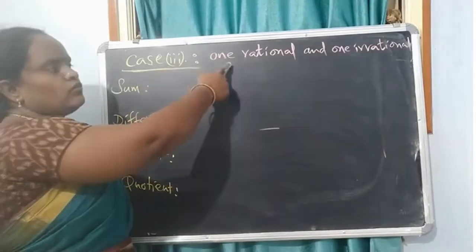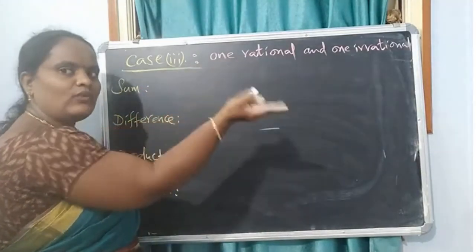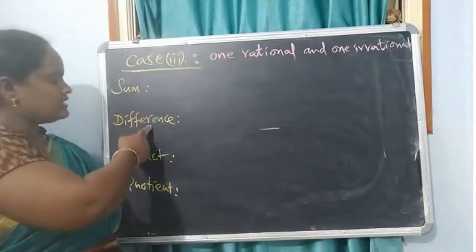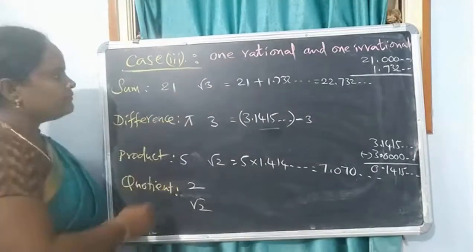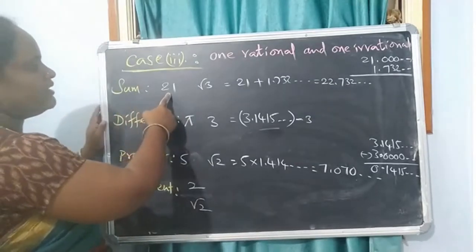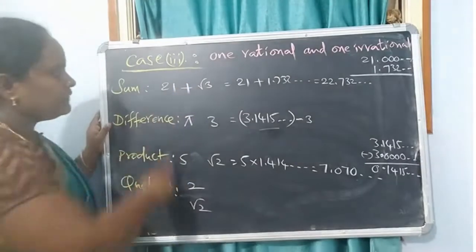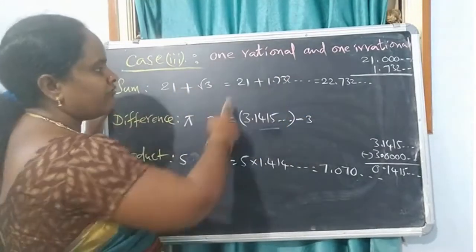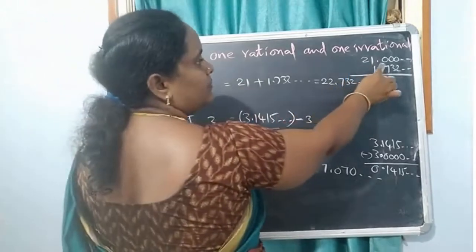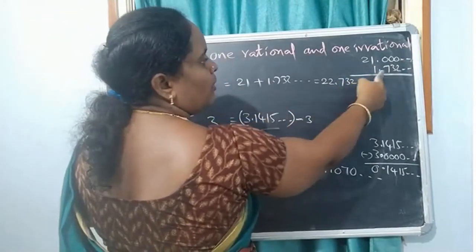Let us move on to the third case, that is, now I am going to take one rational and one irrational. Let us observe what is their sum, difference, product and quotient. So I have taken examples for all the four. The first one, to find the sum, I have taken rational 21 and irrational root 3. If I find their sum, root 3 value is 1.732 and so on. If I add both of them, 21 can be written as 21.000 and so on, plus 1.732 and so on.